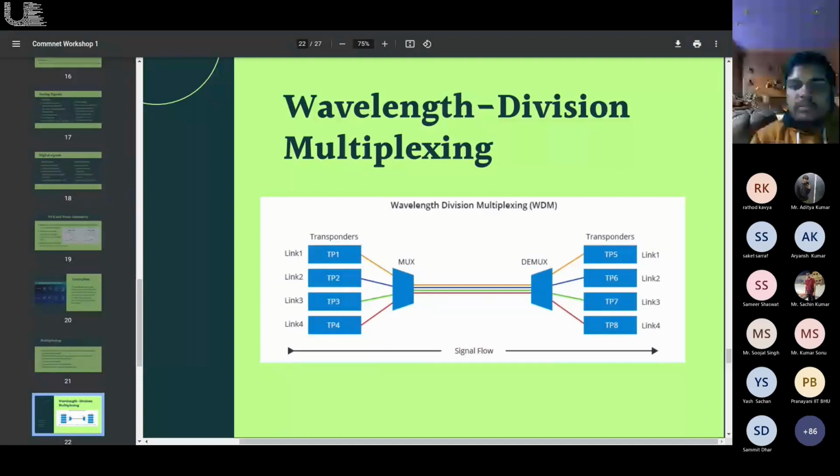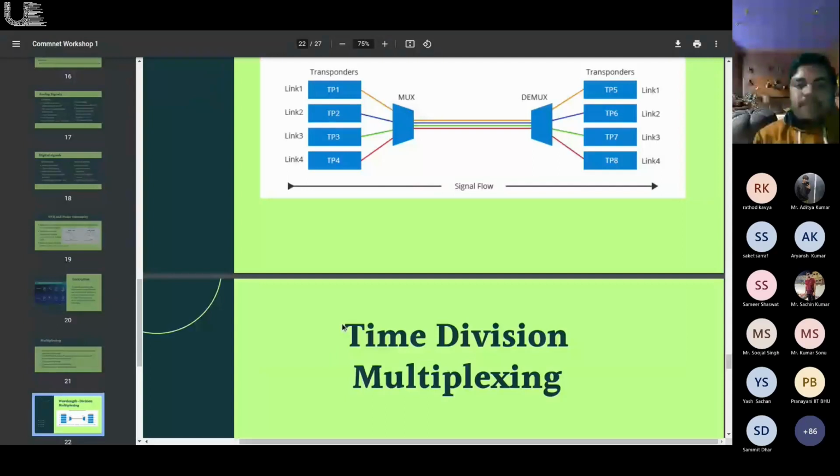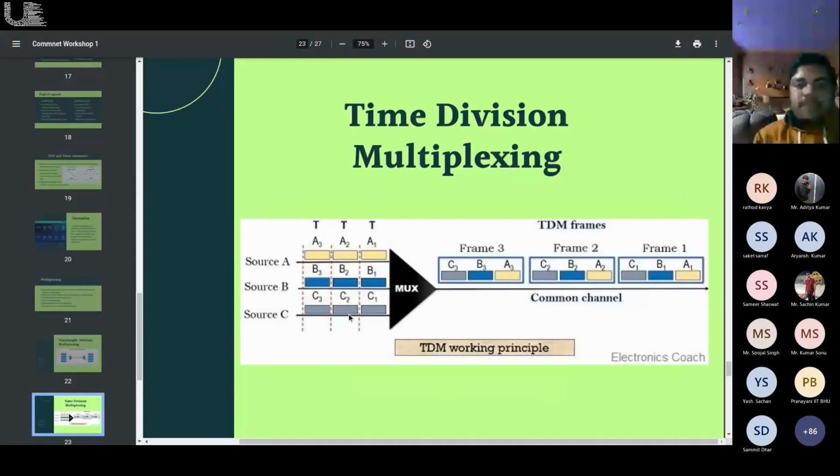Yes bhaiya. Hello. So we can send different signals at the same time, and the different signals are using different frequencies, okay? While in time division multiplexing, we are sending the signal from different sources at different time instants. Like first we are sending A1, then B1, then C1, again A2, B2, C2, again A3, B3, C3.